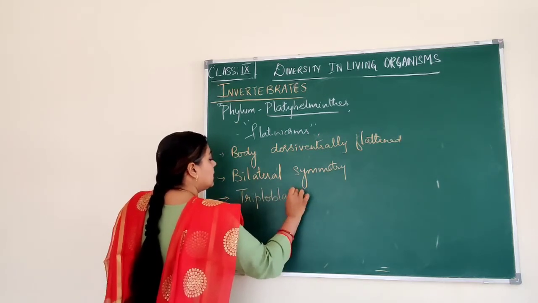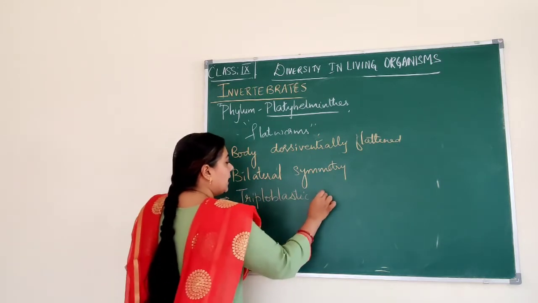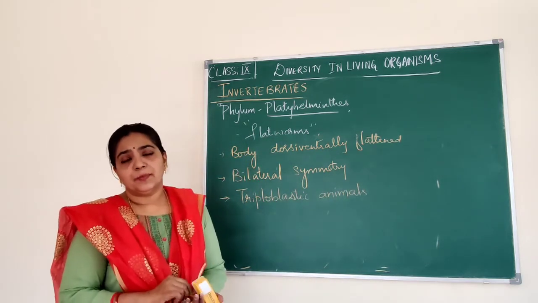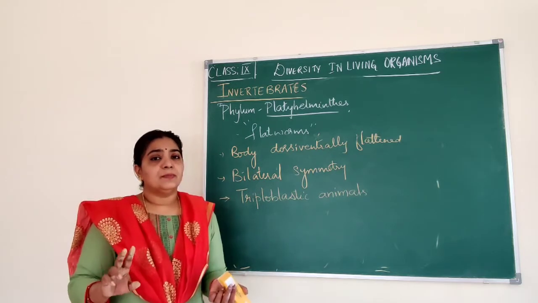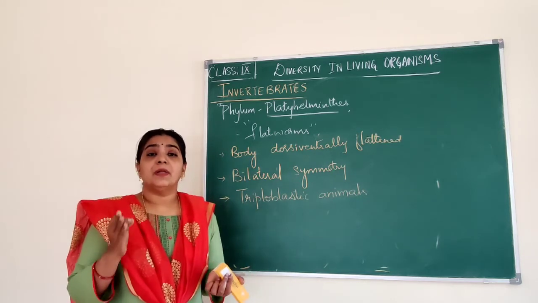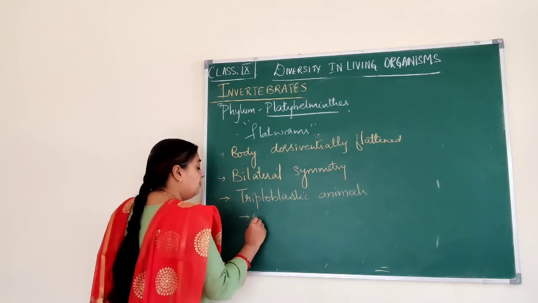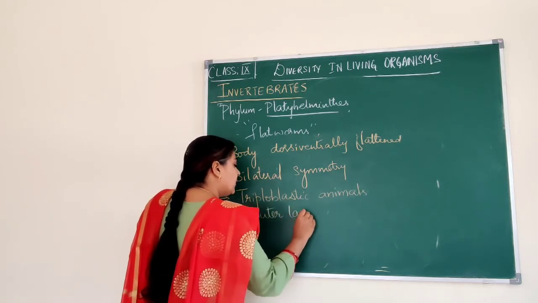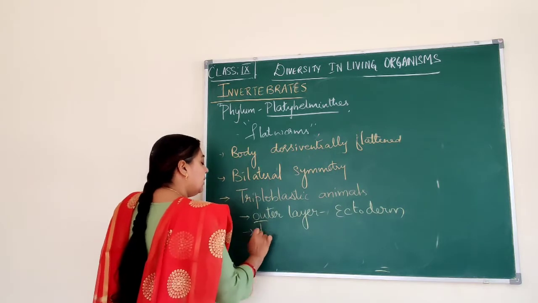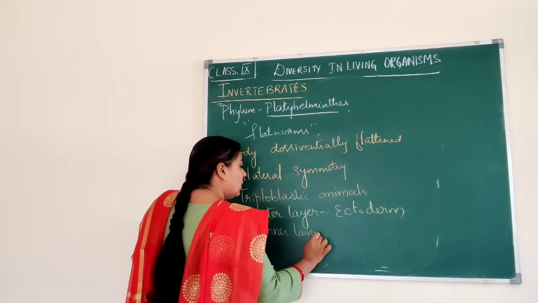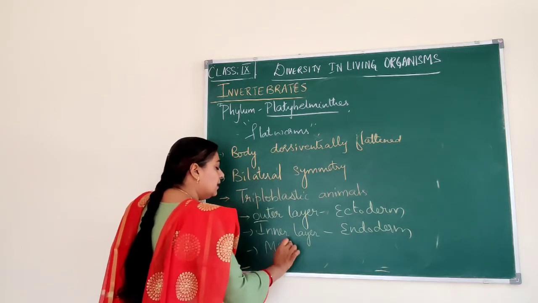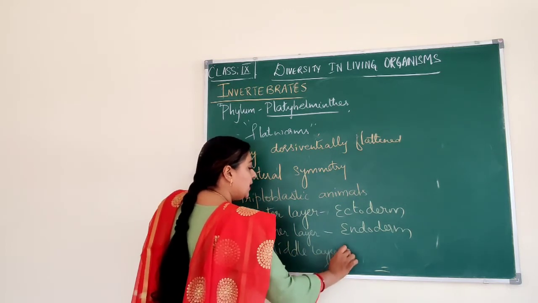From Platyhelminthes, we see triploblastic nature. So Platyhelminthes is a triploblastic animal. So what is triploblastic? Already we learned about diploblastic animals. What is diploblastic? The body wall is made up of two layers in case of coelenterates, right? In case of Platyhelminthes, the body wall is made up of three layers. The outer layer is called ectoderm. Inner layer is called endoderm. And the middle layer is called mesoderm.